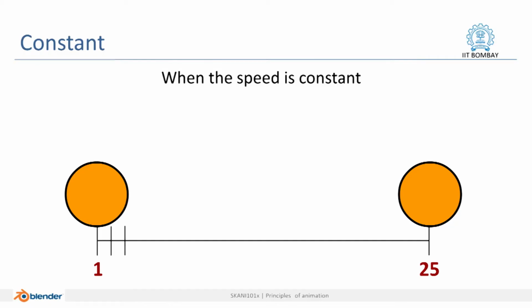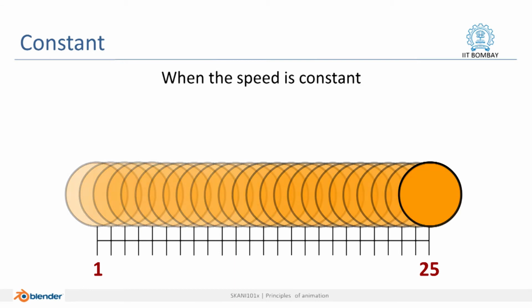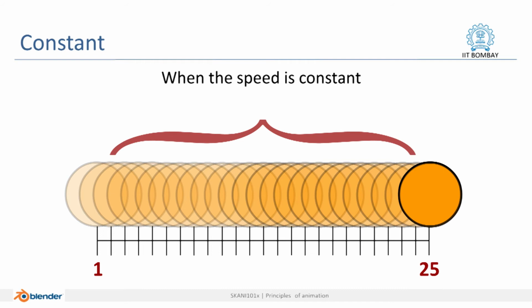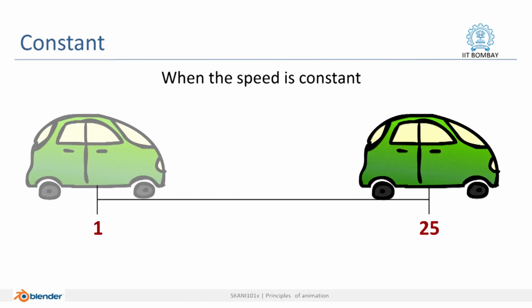Here you can see that the object is moving from position A to B and the timing is the same, that is 25 frames, meaning 1 second. The in-between frames are placed at equal distances. Therefore, we get a constant movement of that object. Here you can see how that object is moving with constant speed.